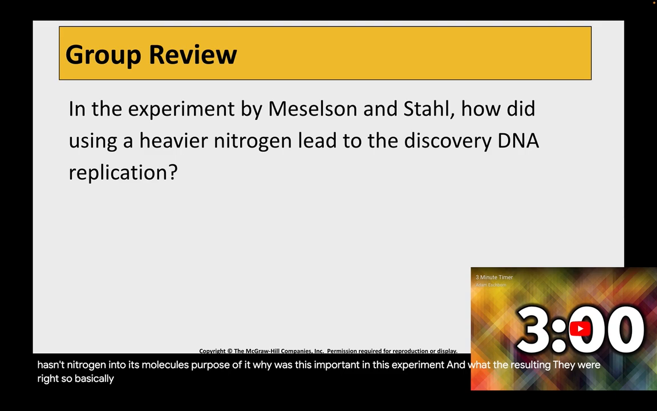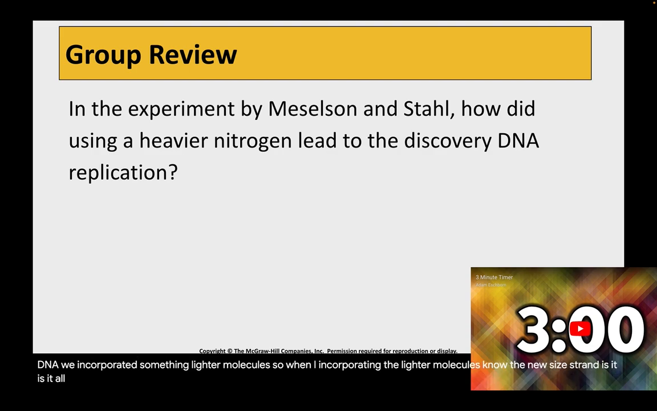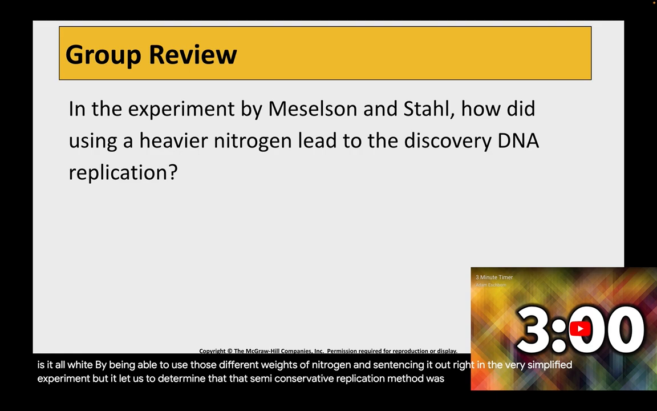So basically, we grew DNA in the presence of heavy nitrogen, so all of our DNA was heavy. Then, taking that heavy DNA, we incorporated some lighter molecules. By incorporating the lighter molecules, we would know the newly synthesized strand. Is it all heavy? Is it all light? Is it a mixture of both? By using those different weights of nitrogen and centrifuging it out, it's a very simplified experiment, but it led us to determine that the semi-conservative replication method was the method of DNA replication. Any questions about it?